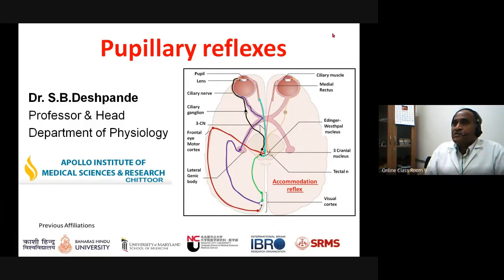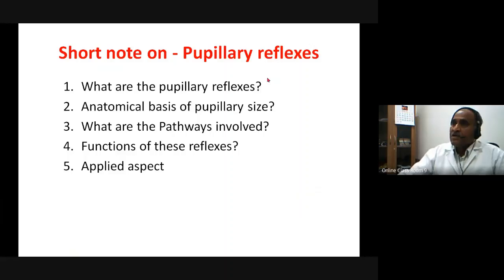Friends, today I will be covering the discussion on the physiology of pupillary reflexes. Here I have given you the pathway diagram which I will be discussing during the course of my lecture. I cover this topic with the following questions.